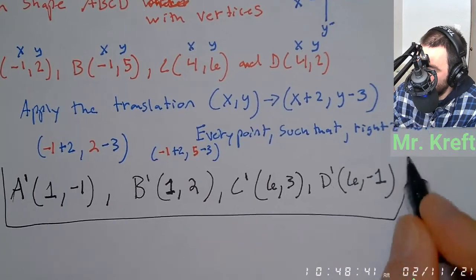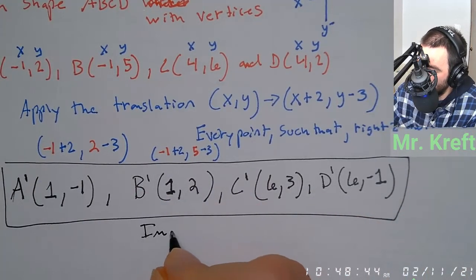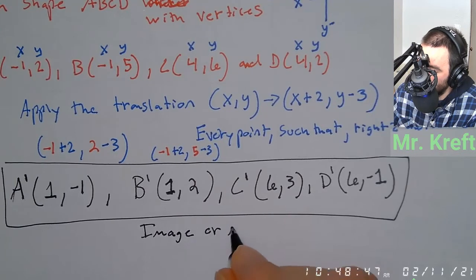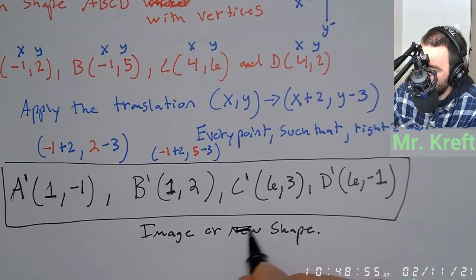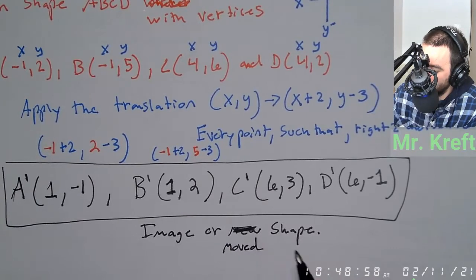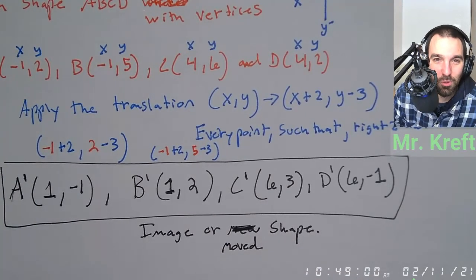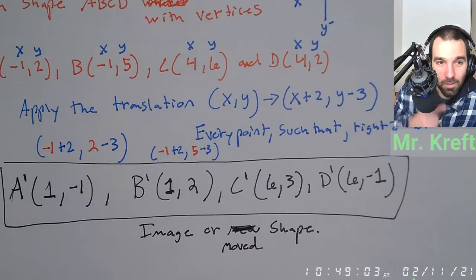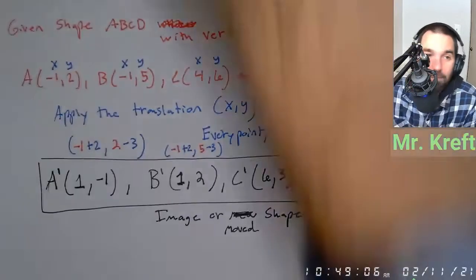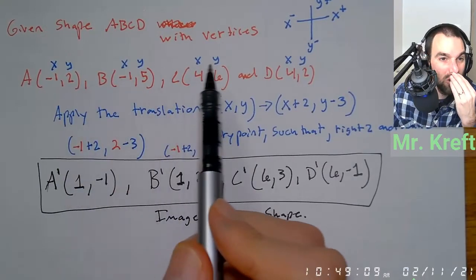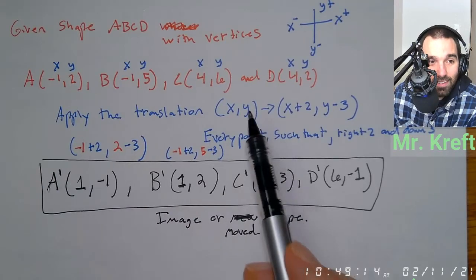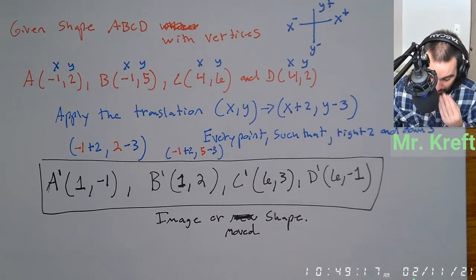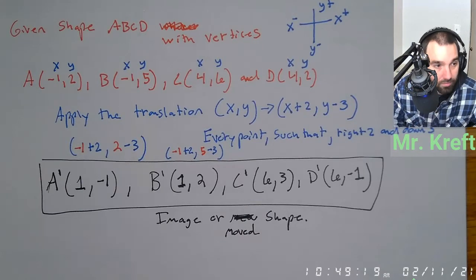Okay, so this right here is called my image, or new shape. It's not really new as in new, it's moved. I'm going to say moved, because I don't want you guys to be confused with new. It's not new, it's moved. Here I can zoom out just a little bit. Here we have our original, our pre-image, and then this is our image, our moved shape. And that's how this formula works.